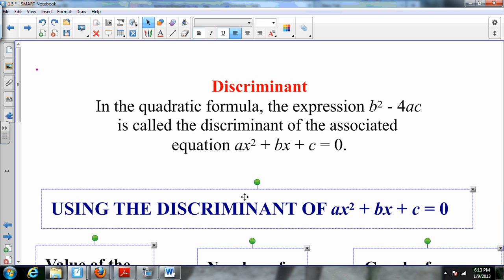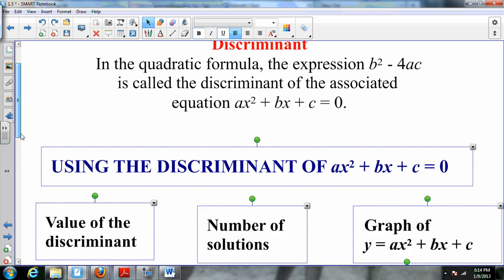Stemming from the quadratic formula is the discriminant, and it's b squared minus 4ac, which you see inside the square root in the quadratic formula. And b squared minus 4ac allows us to know how many solutions the quadratic will have. Not what they are, but how many there are.